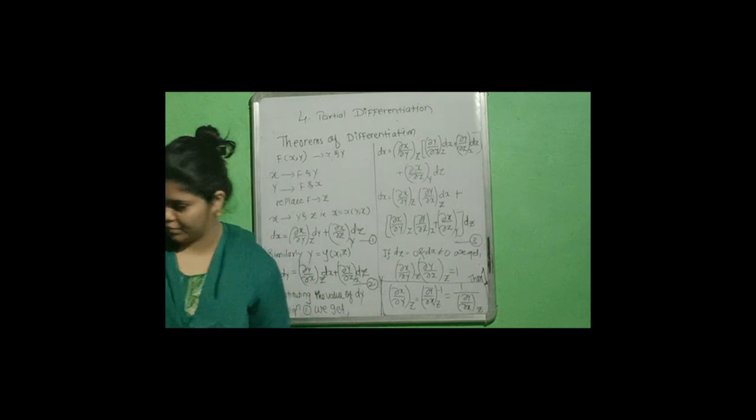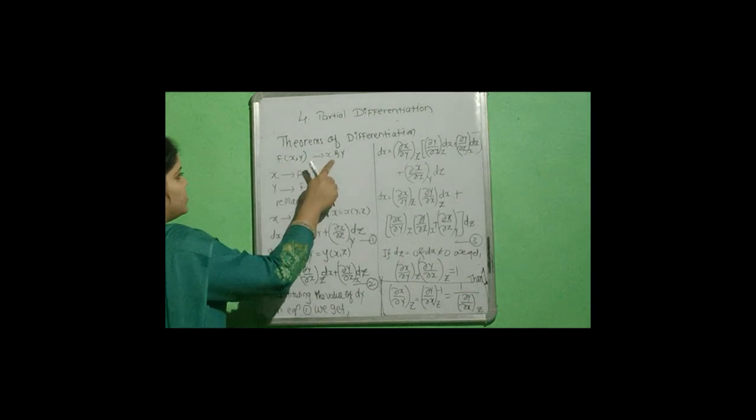The next subtopic of this chapter is theorems of differentiation. There are a total of 2 theorems of differentiation. First we will see the first theorem and then the second theorem. So far we have discussed that this function f is a function of 2 variables x and y, meaning it depends upon x and y, so as x or y changes, that function changes. Now we can express x as a function of f and y, and y as a function of f and x, and for this purpose we are replacing f by z.